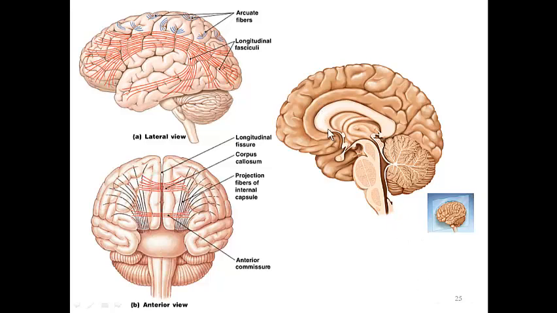So here is a view of the corpus callosum in a sagittal section. But to give you a more three-dimensional view of the corpus callosum, here we're looking at an anterior view of the brain, and here you can very nicely see how the corpus callosum can communicate between the right and the left halves of the cerebral hemisphere.